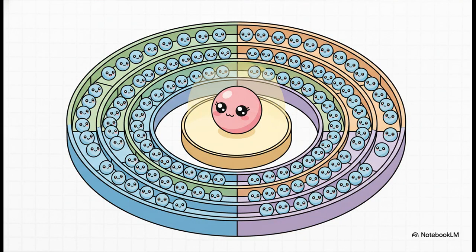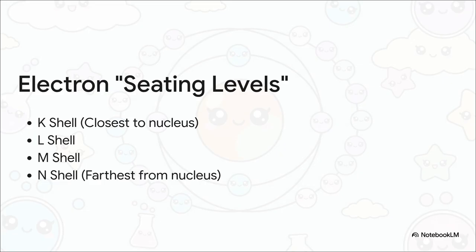Okay, so the best way to get your head around this is to picture a huge stadium. Right in the middle, you have the stage. That's the nucleus. And all the electrons, they're the audience. But here's the thing. They can't just sit wherever they feel like. They have specific assigned seating levels. Now, in the world of chemistry, we don't call them seating levels, of course. We call them shells. They start really close to the nucleus and just move outwards.